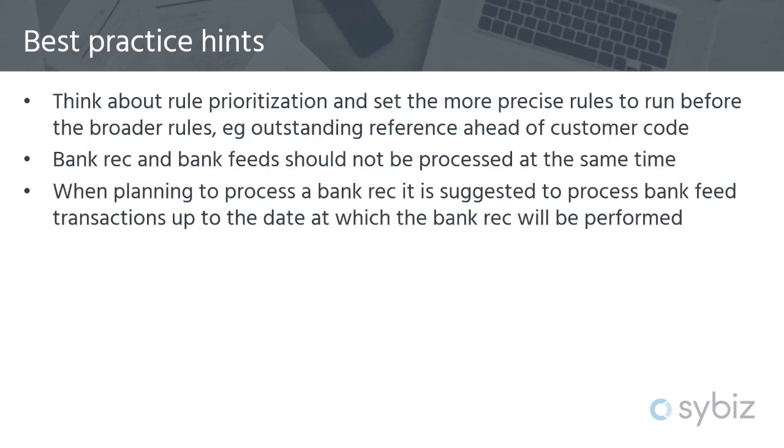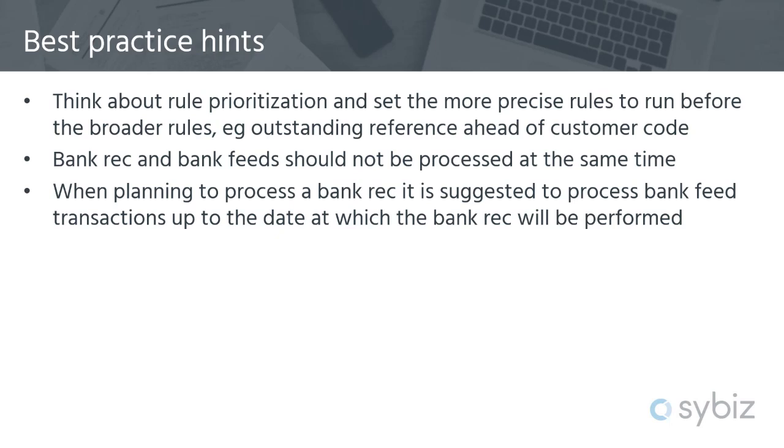And also there is rule prioritization, and the idea there is that you try and get your more precise rules, the ones that are configured to match very specific transactions, to run before your broader rules, because the more things that can be matched via precise rules, the less ambiguity there will be when your broader rules are firing later in the sequence.